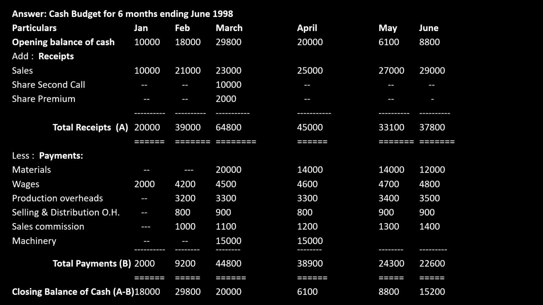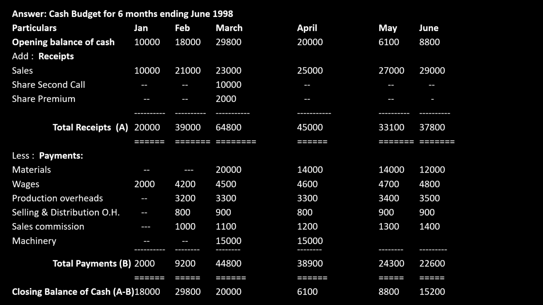And the problem says the credit allowed by suppliers is 2 months, which means when I purchase in January, I'll make the payment only in March. When I purchase in February, I'll make the payment for February only in April. When I purchase in March, the payment will be delayed by 2 months, so it will be paid in May. In the same way, whatever purchases are made in April will be paid after 2 months, in the month of June. So that's it. Now, the full amount is transferred, so no need to do any working note here.